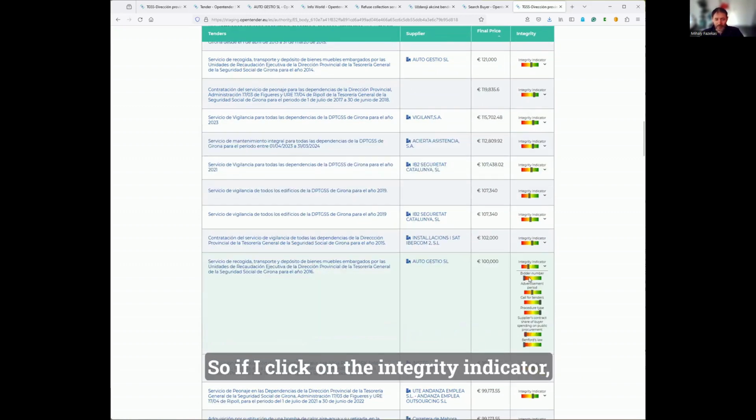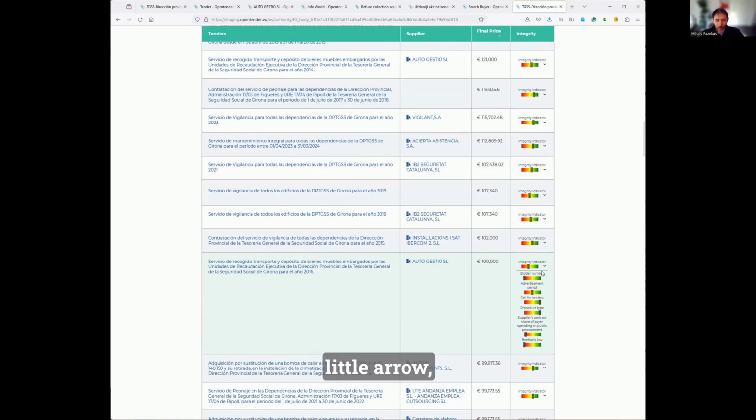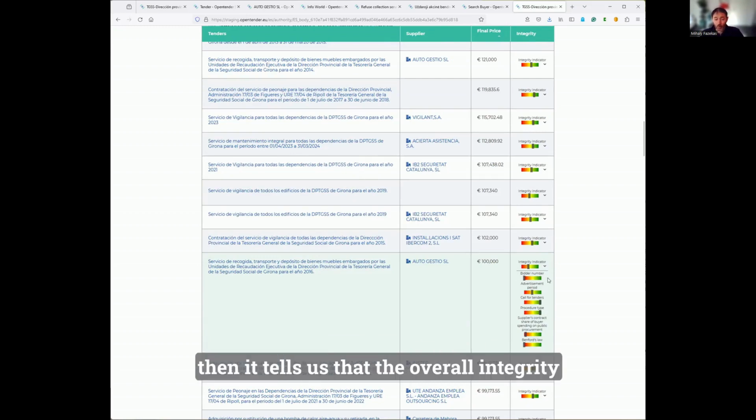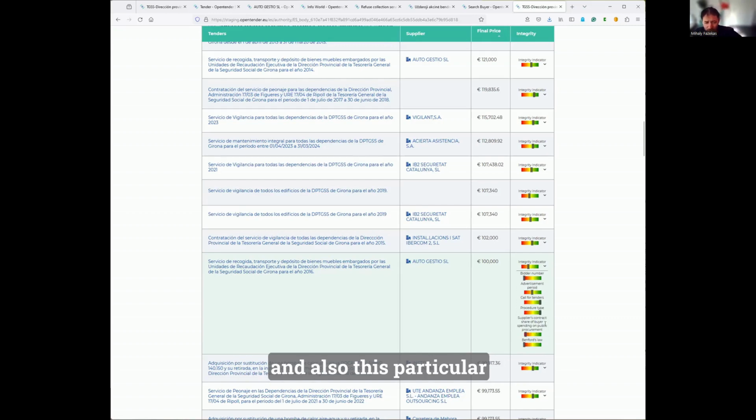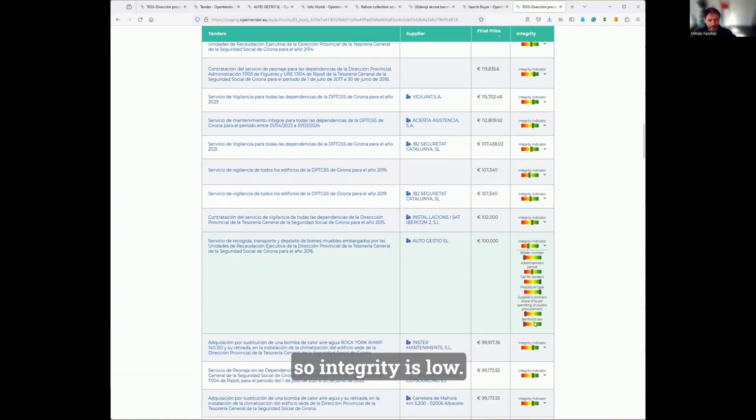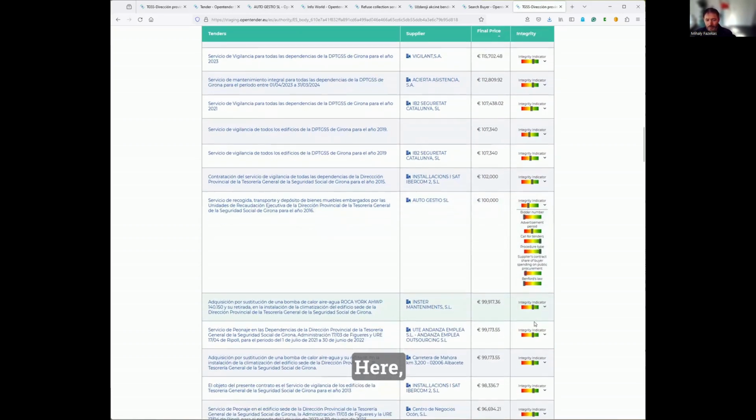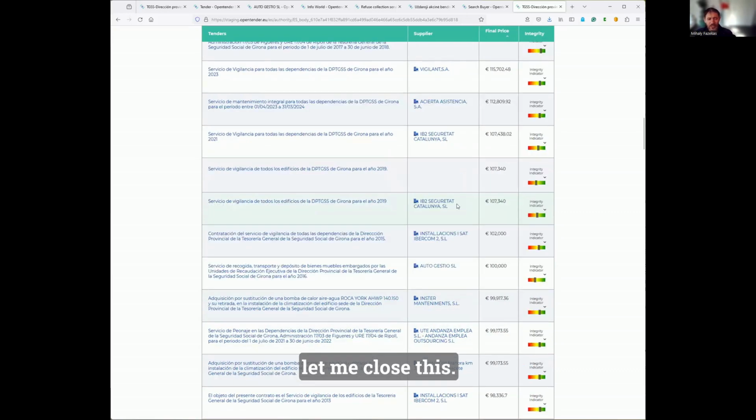So if I click on the integrity indicator, little arrow, then it tells us that the overall integrity is low because bidder number is low, so it's single bidding. Advertisement period was relatively short, and then we have problems with the price distribution, so Benford's law, and also this particular supplier's contract share is very high, so integrity is low here. Let me close this.